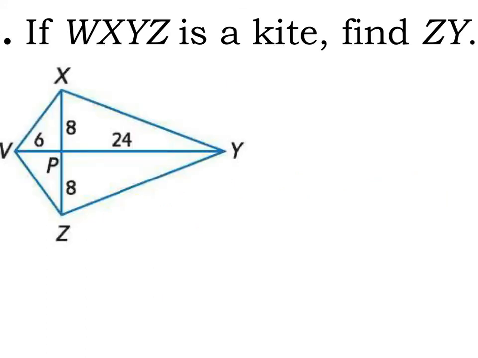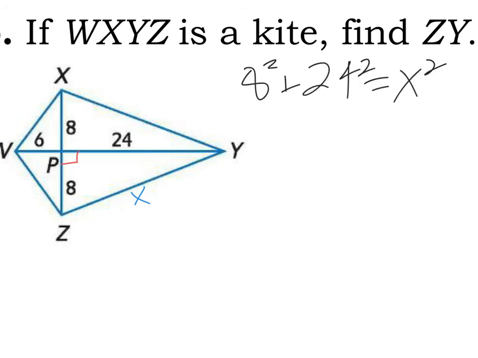So in this example, we're trying to find ZY, so I'll put an x right there. And you just got to remember that the diagonals intersect at a right angle. So this forms a right triangle, 8 and 24. And then x is across from the right angle, so that's going to make it the hypotenuse. So we'll do the Pythagorean theorem, a squared plus b squared equals c squared, and the c side will be the hypotenuse side, which is ZY.